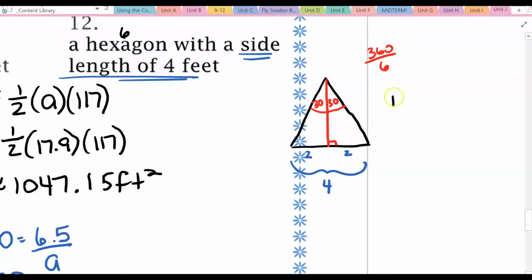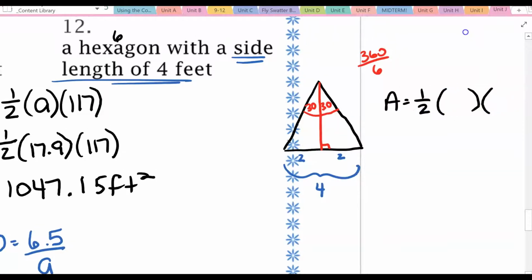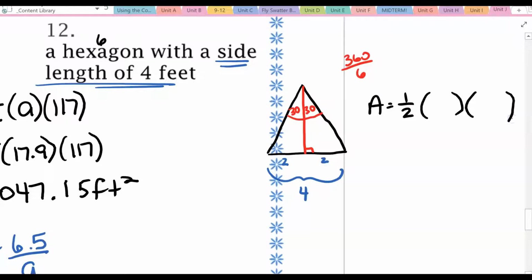So to find our area, 1/2 times the apothem times the perimeter. And well, I can find the perimeter right now. Each side is worth 4. A hexagon has 6 sides, so my perimeter is going to be 4 times 6, which is 24. And now we use trigonometry to find our apothem. From the 30s point of view, I know the side that's opposite. I want the side that's adjacent, so I'm using tangent. And that's going to be equal to 2 over A, opposite over adjacent.